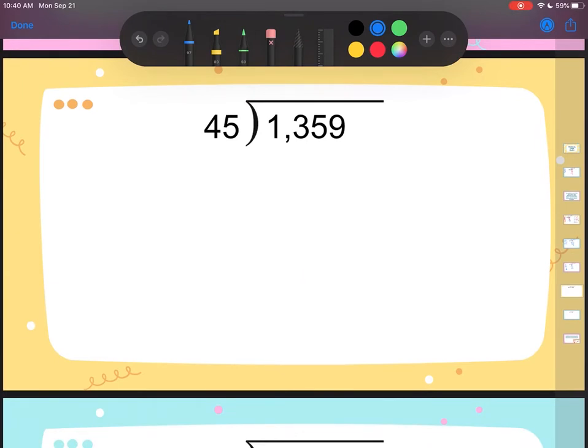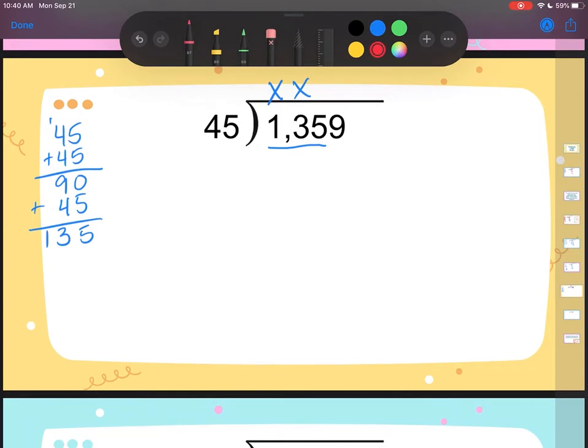All right, let's try this one. We'll do the repeated addition on this one. So I've got 1,359 divided by 45. So 45 can't go into 1, and it can't go into 13, but it can go into 135, right? So let's do addition. I'm going to do 45 plus 45 is 90. So let's add another 45.